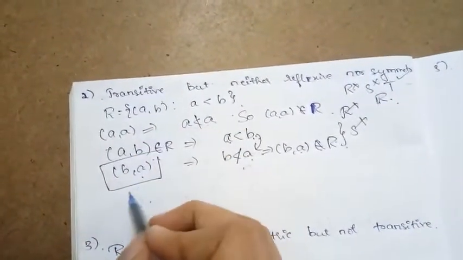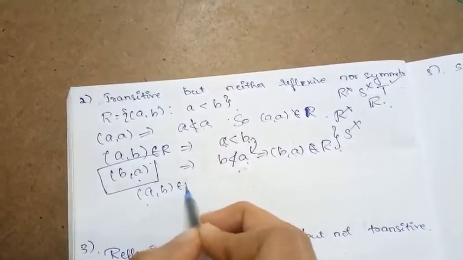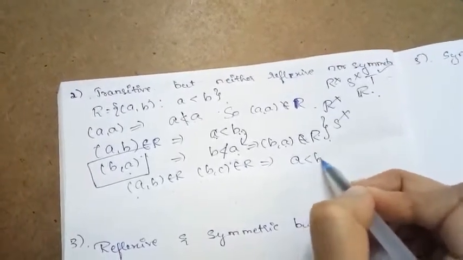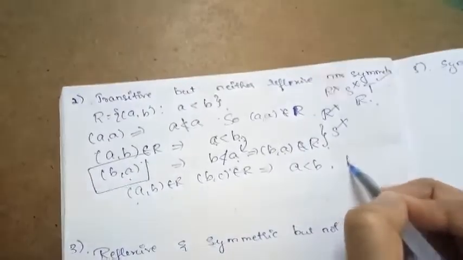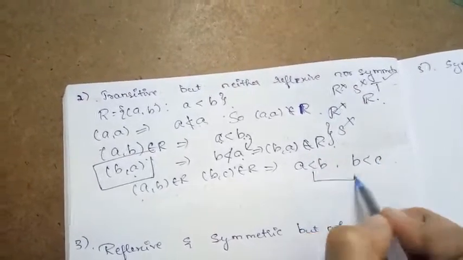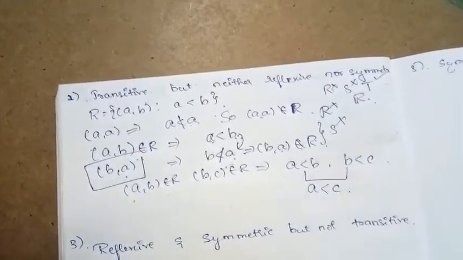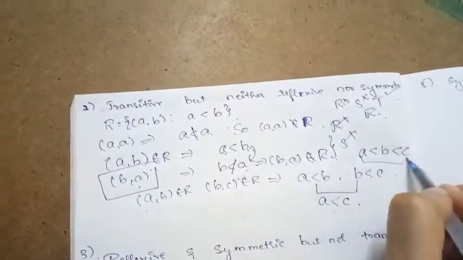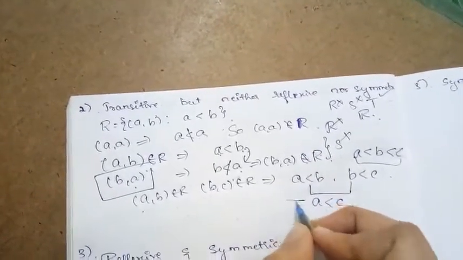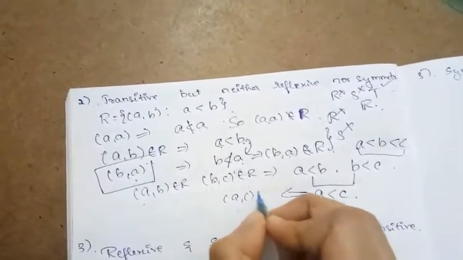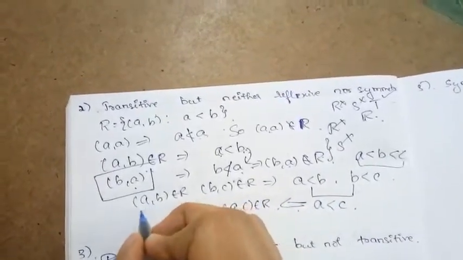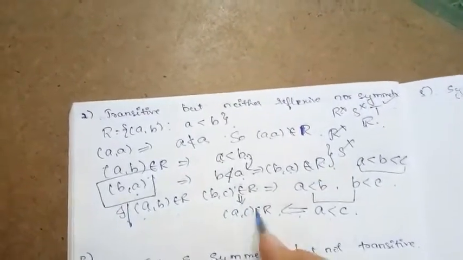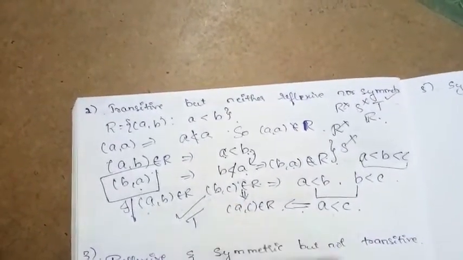Now to check whether it is transitive, if (a, b) belongs to R and (b, c) belongs to R, then a is less than b, and for the second it implies b is less than c. If I club these two, a is less than c itself, because I can write it as a is less than b and b is less than c, which implies a is less than c. If a is less than c, then (a, c) belongs to the relation. So if (a, b) and (b, c) belong to the relation, then (a, c) is also belonging to the relation. So the given relation is transitive.